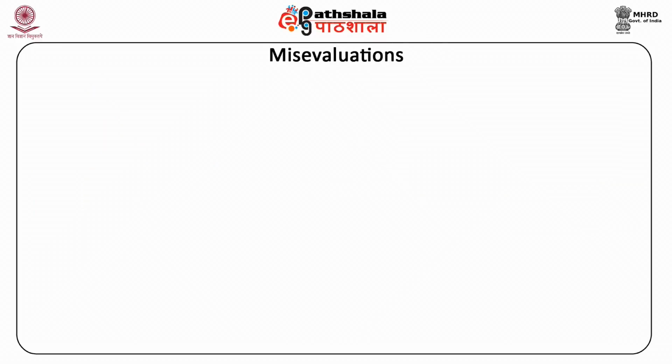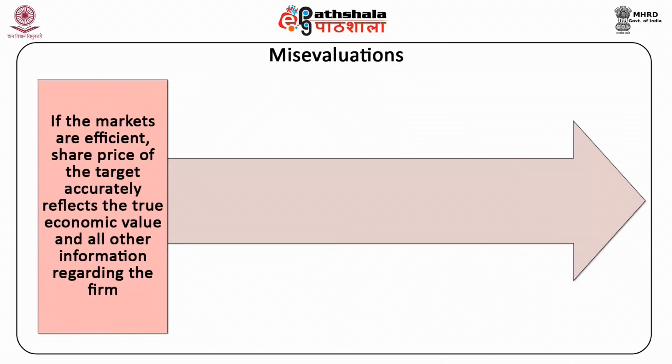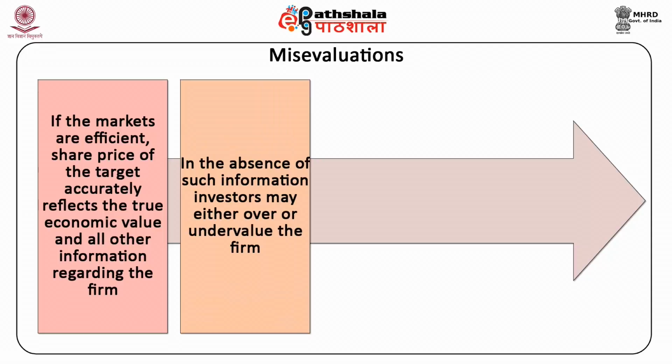Misvaluation. It is presumed that if the markets are efficient, share price of the target accurately reflects the true economic value and all other information regarding the firm. However, in the absence of such information, investors may either over or undervalue the firm. There is difference of opinion considering the asset values over time reflecting the true economic value as they may not do so at specific times.